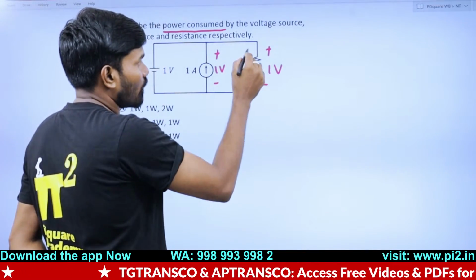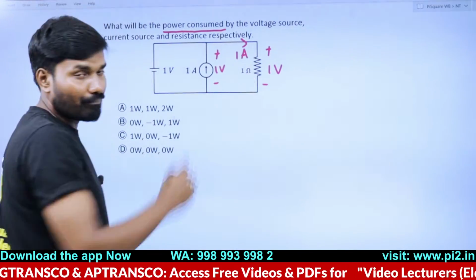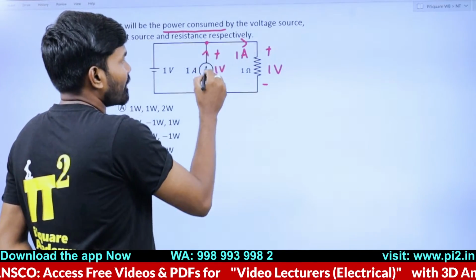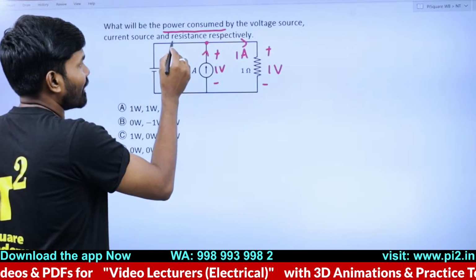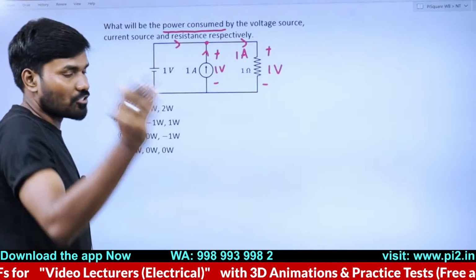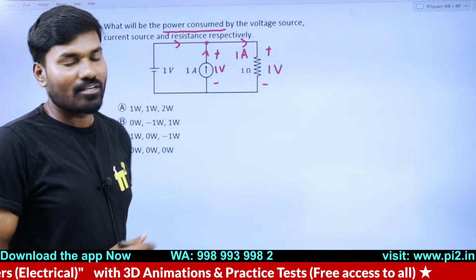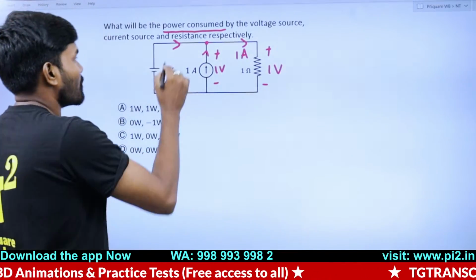If this voltage is 1 volt, the current flowing in this according to Ohm's law is 1 ampere. According to KCL, the incoming current is 1 ampere. This outgoing current is already 1 ampere. So how much will this current be? Just give it in the comment. How much will this current be? Yes, quick. 0 ampere.